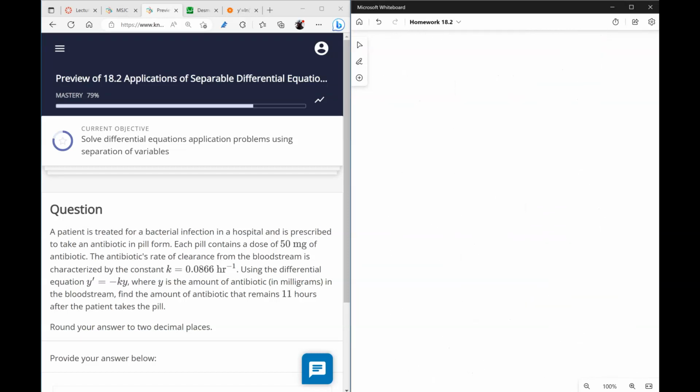Number 6, we have this equation. k is given to us. The initial condition is at 0, the value is 50. The question is to find y evaluated at 11. That's the question. So we're going to solve this equation.